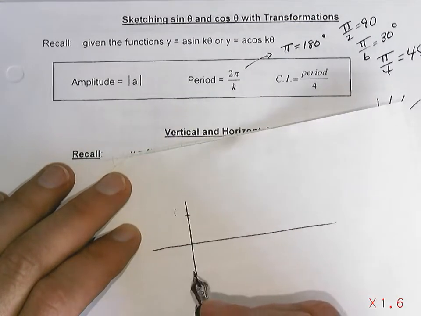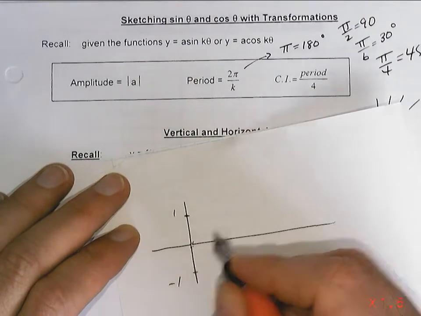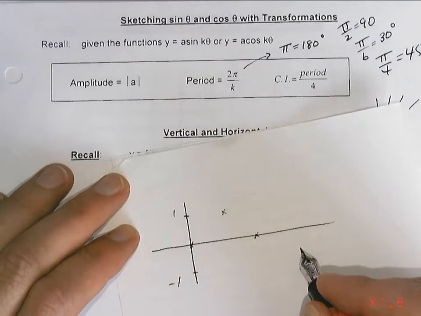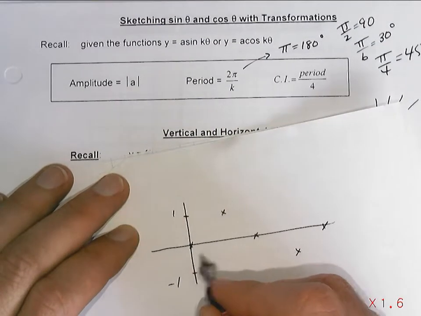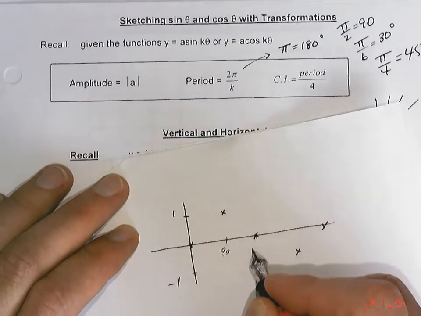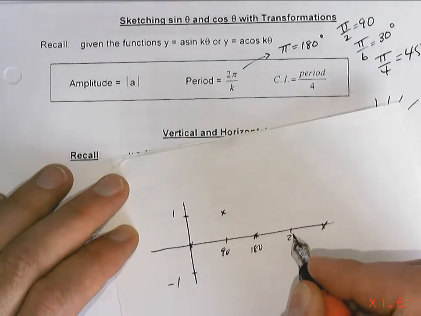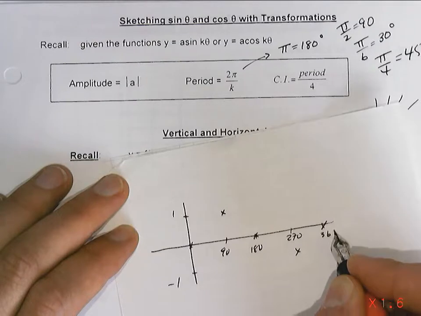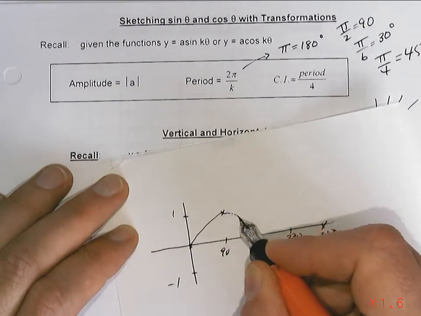We went up to 1, we went down to -1, we did the sine curve, and we said that this would be 90, this would be 180, this would be 270, that's 360. We did this, we did this.